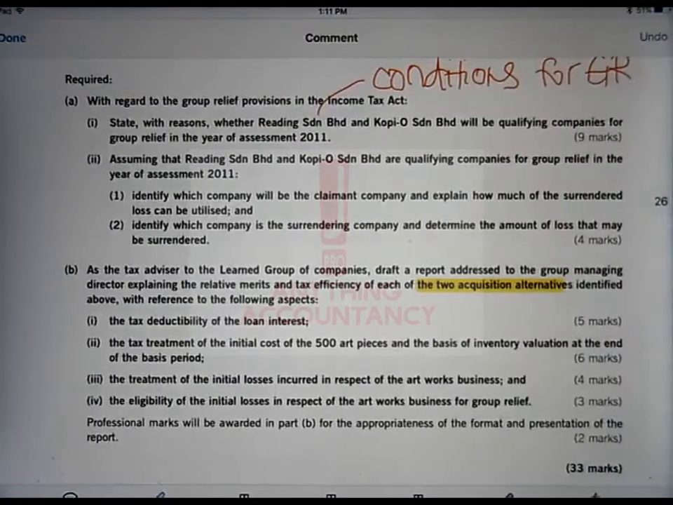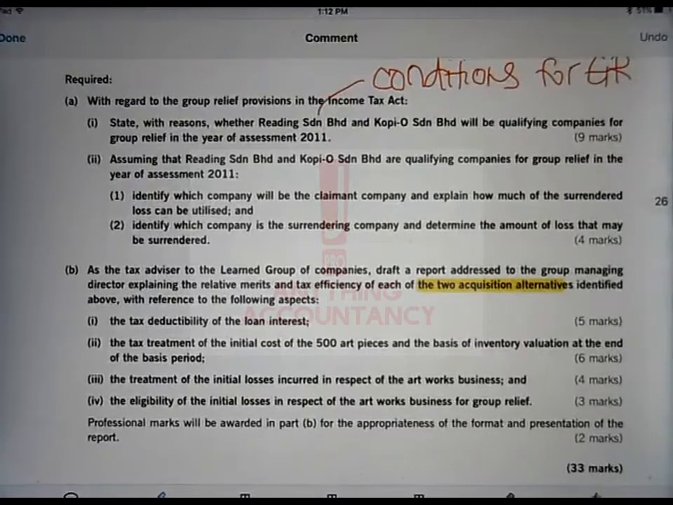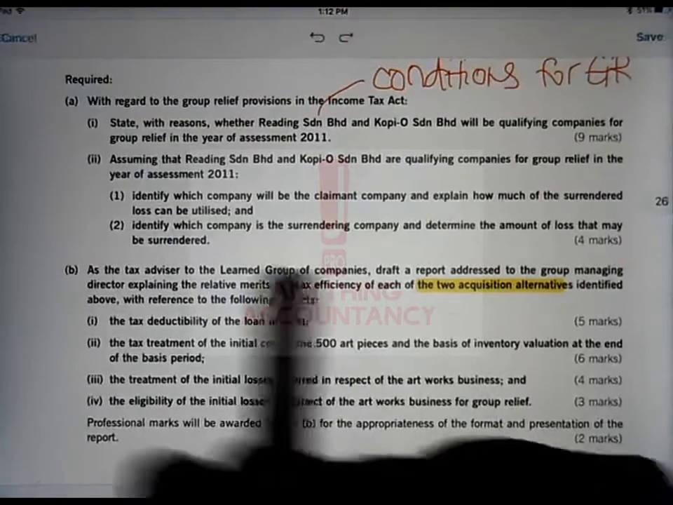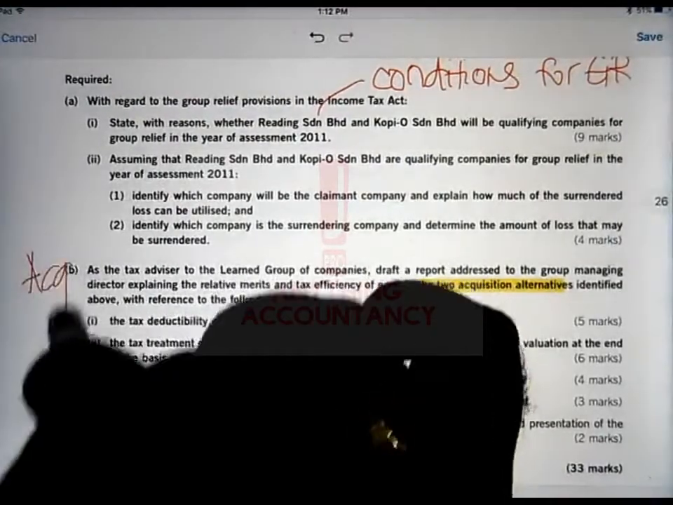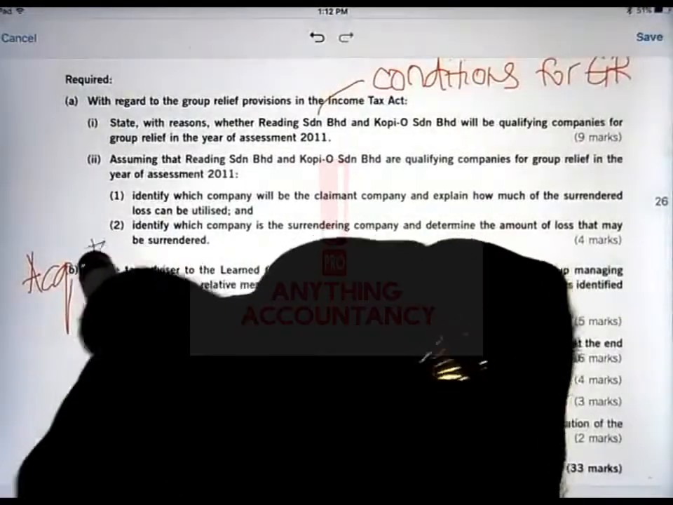The next one you got there is the tax treatments of the initial 500 RPs and the basis of inventory valuation at the end of the period. So this is also about acquisitions, and you talk about how to do valuations, okay? Because there is an impact on your valuation that will impact on your tax position, and the treatment of initial loss incurred in respect of artwork business, and the eligibility of initial loss in respect of artwork business for the group relief. So this is a big question. This is called acquisition. Okay, we call this acquisition planning. Okay, acquisition tax planning. Got it?